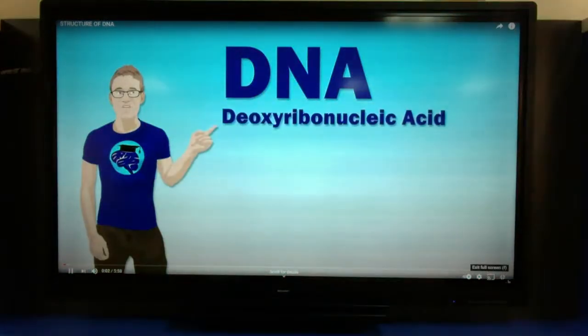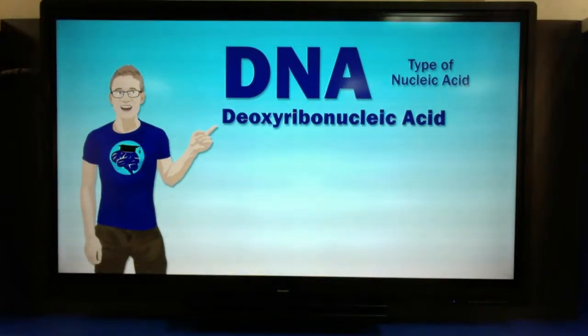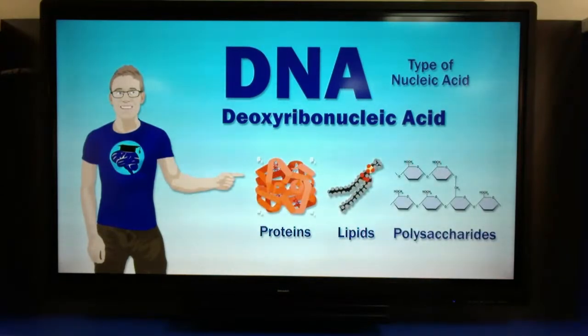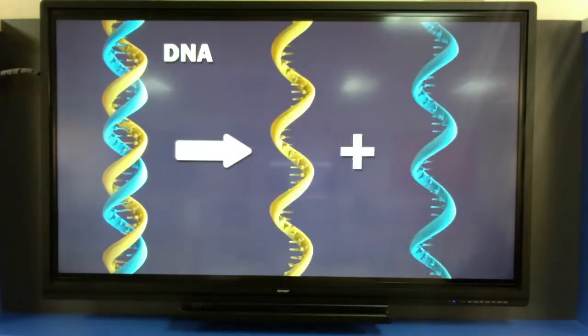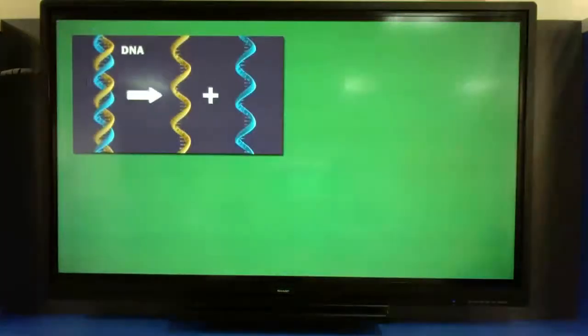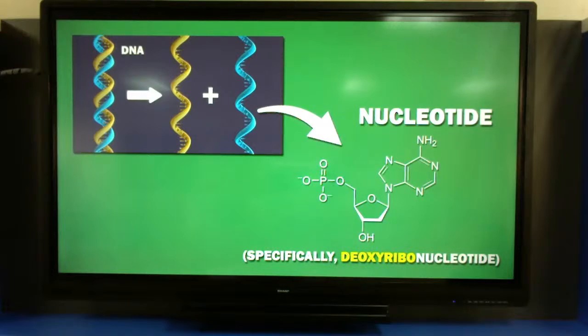DNA stands for deoxyribonucleic acid. It is a type of nucleic acid, which is one of the four major types of macromolecules essential for life, along with proteins, lipids, and polysaccharides. DNA is a double helix, which means that it is made up of two single DNA strands. Each DNA strand is in turn composed of many monomers called nucleotides, specifically deoxyribonucleotides. As a result, each strand is a polynucleotide.